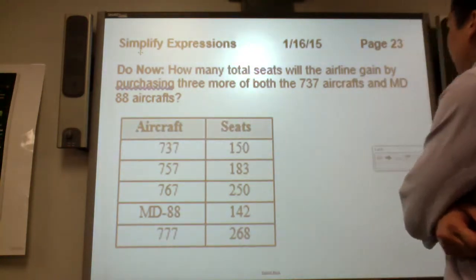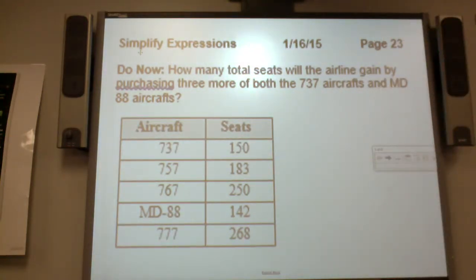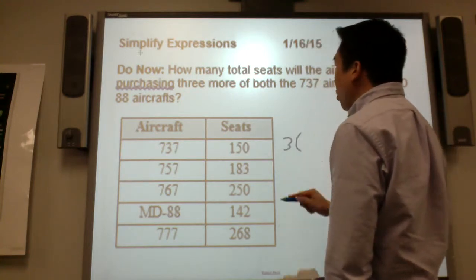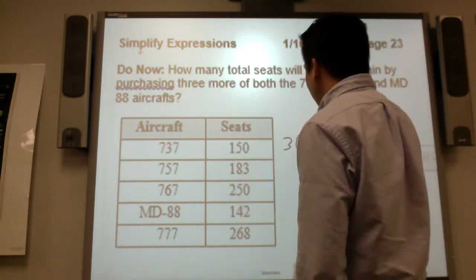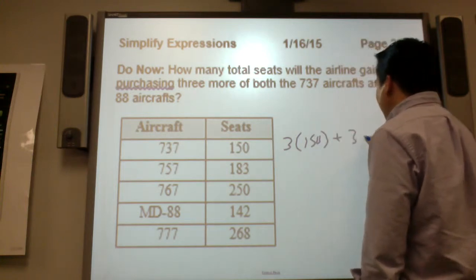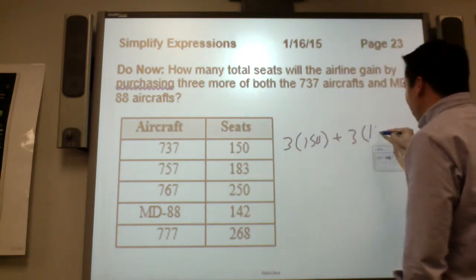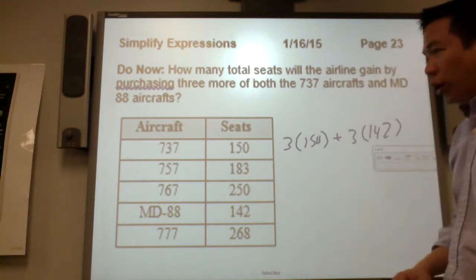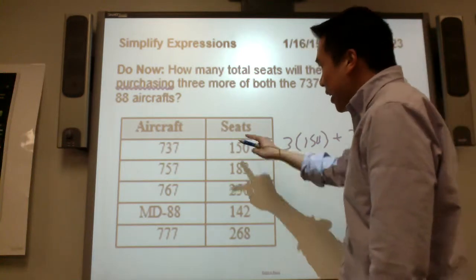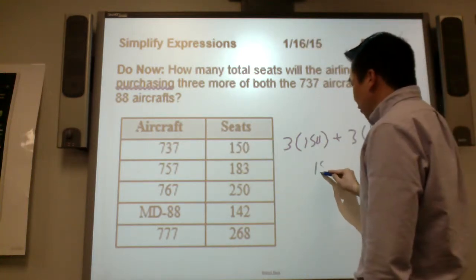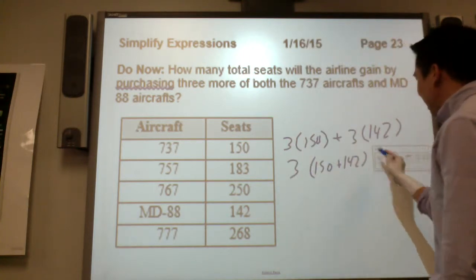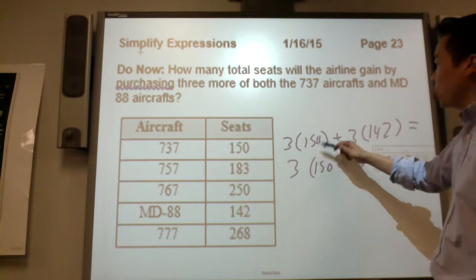How many total seats will the airline gain by purchasing 3 more of both the 737 aircraft and the MD-88 aircraft? We're going to buy 3 more planes of the 737, which has 150 seats, and 3 more planes of the MD-88, which has 142. Or you could figure out how many seats the 737 and the MD-88 contain together, and we know we're buying 3 planes of it. These are equivalent expressions.